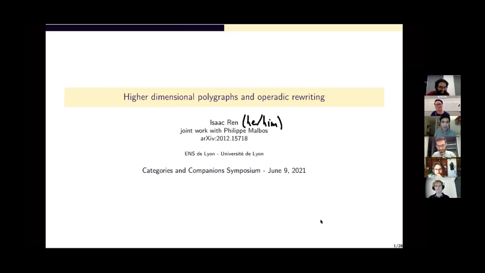Today I'll talk to you about work that I did for my master's thesis under the supervision of Philippe Malbos at ENS de Lyon, out of which we have a preprint on the arXiv. I'll put the full reference at the end of the presentation. If it's blurry and things can't be read, then I might try to find a different solution, because right now I'm sharing screens with my iPad via Wi-Fi.